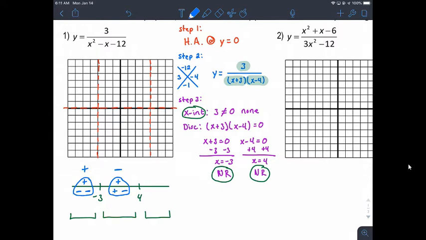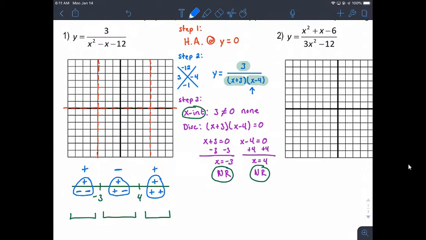Lastly, I need a number larger than 4. Let's choose 5. So 3 again stays 3. 5 plus 3 is positive. And 5 minus 4 is still positive. So we've got 3 positives, which means 0 negatives, which is going to give us an overall positive value.